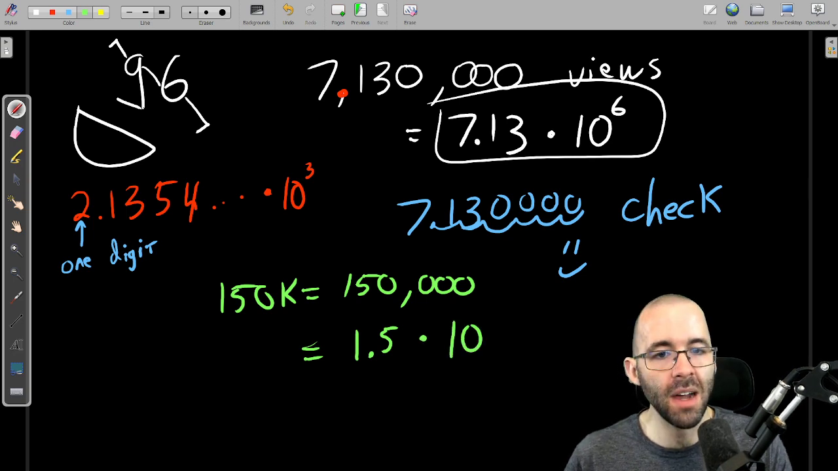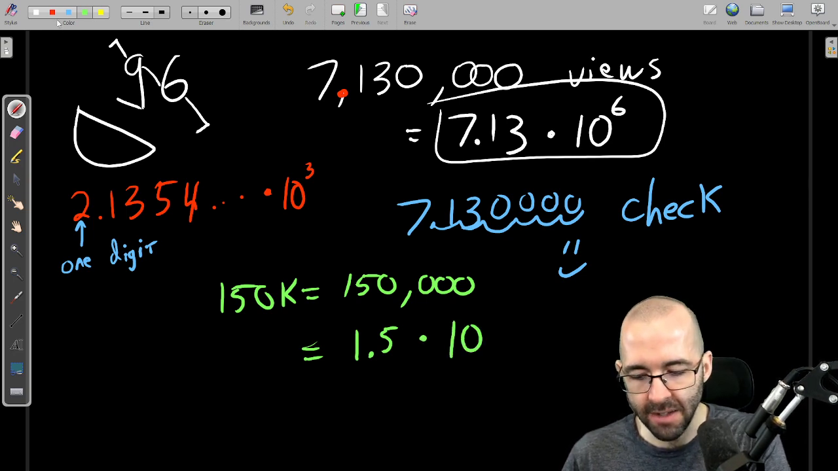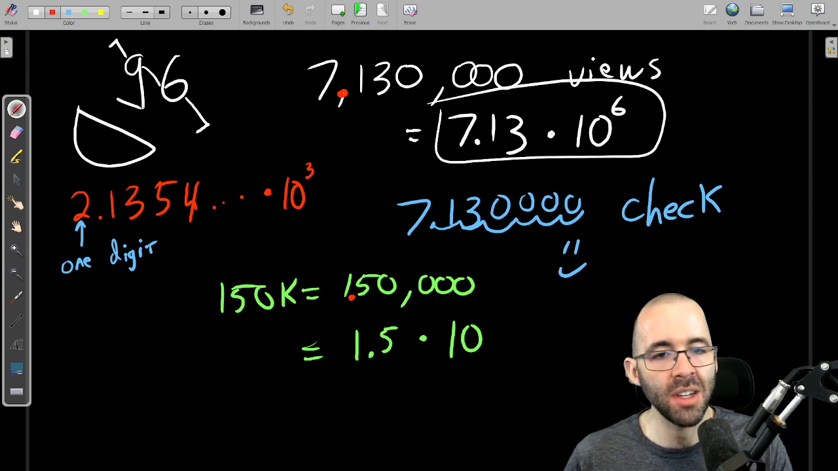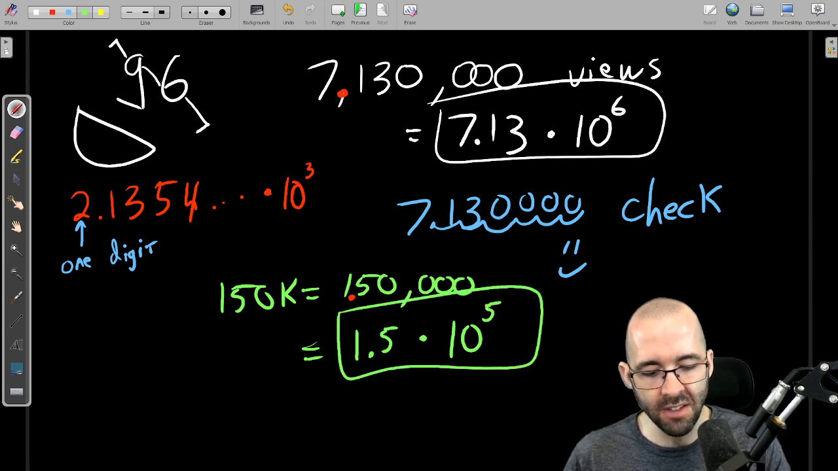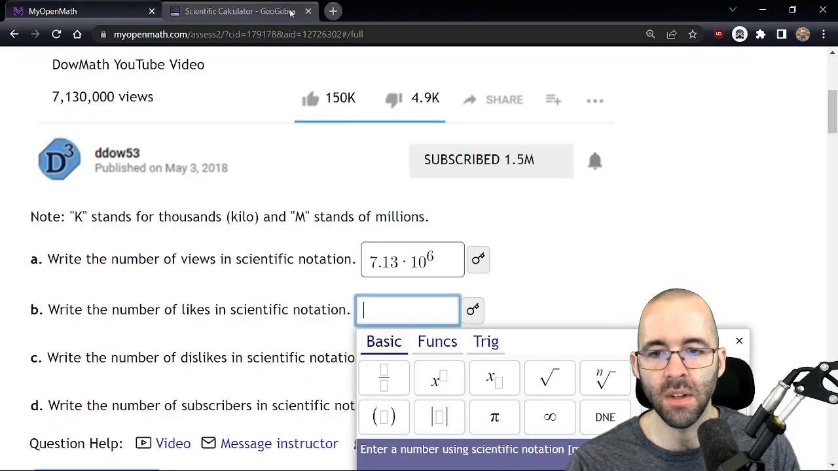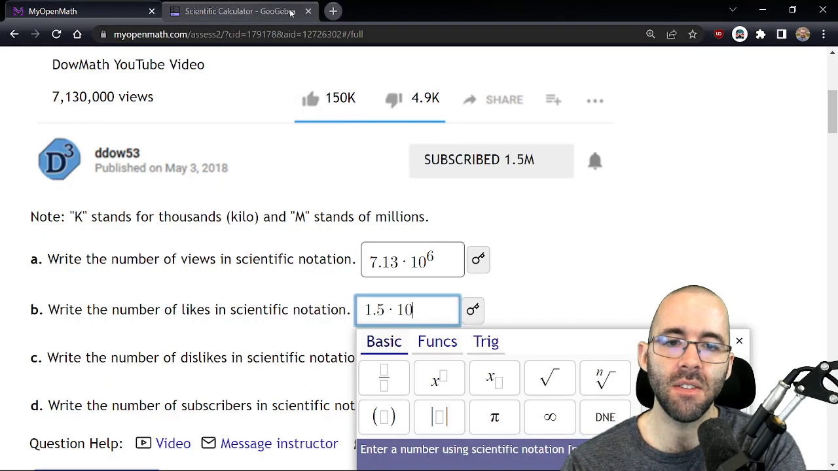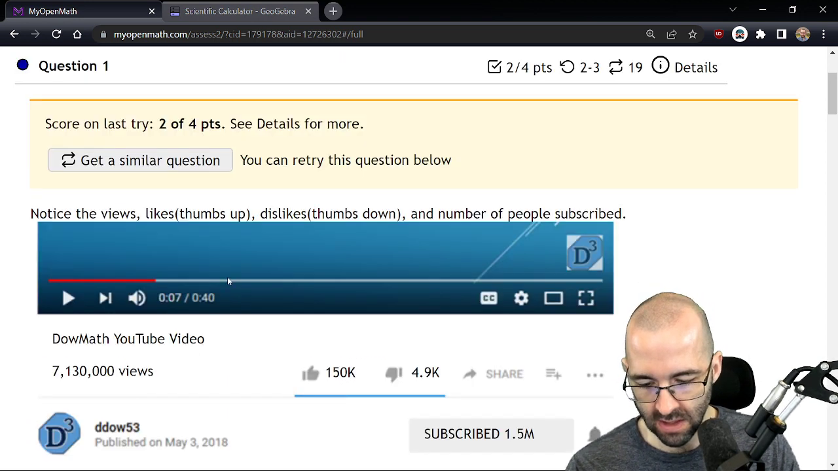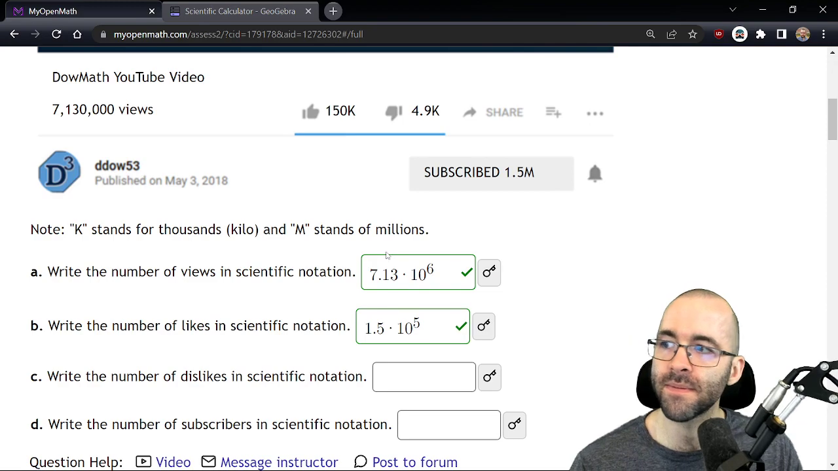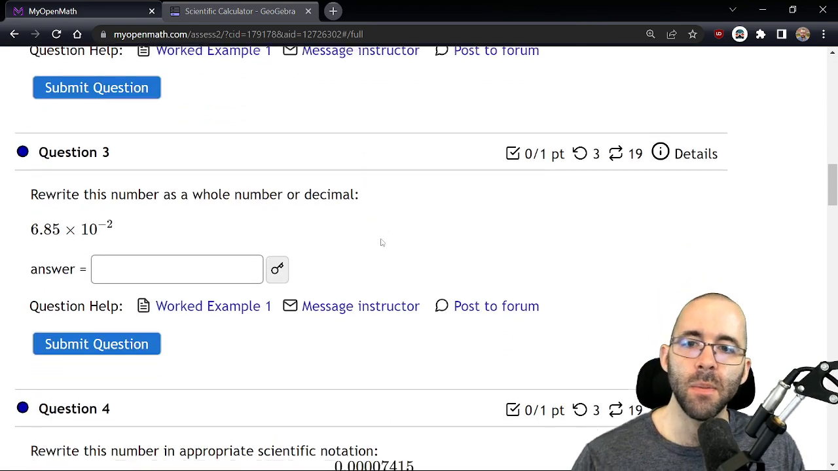1.5 times 10 to what power? We'll do the same idea. If this is the decimal place, 1.5, how many places do we need it to move? 1, 2, 3, 4, 5. So that's our answer. We could check it using the exact same process, but I'm not going to. 1.5 times 10 to the 5th. Let's see if we got these answers right. Neat. We did. Move on to number 3.